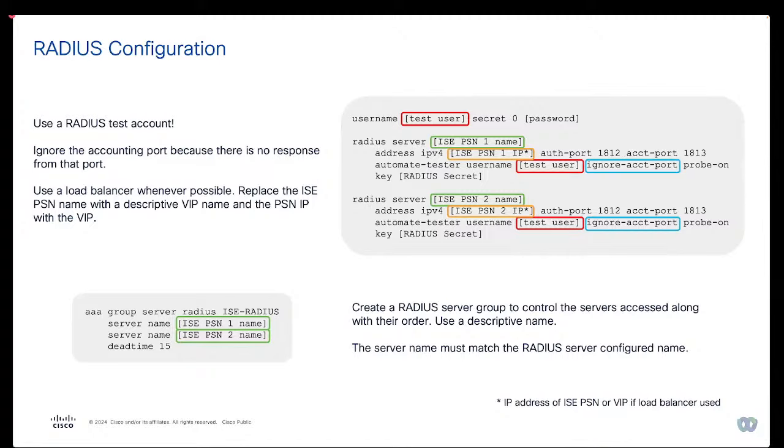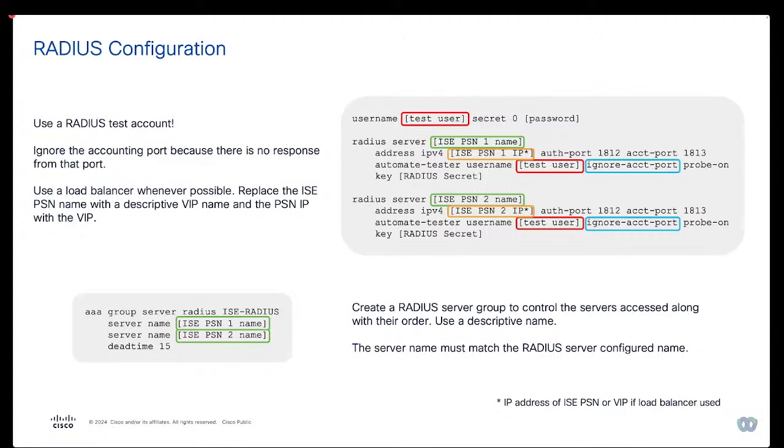The PSN IP, this will vary because you can have either a direct IP address to the PSN, or if you have a load balancer, which we highly recommend using, this is where you would put the VIP, the virtual IP address of the load balancer. So even though you have the ISE PSN name, which can be any descriptive name, it doesn't have to match the exact name, just give it a descriptive name.